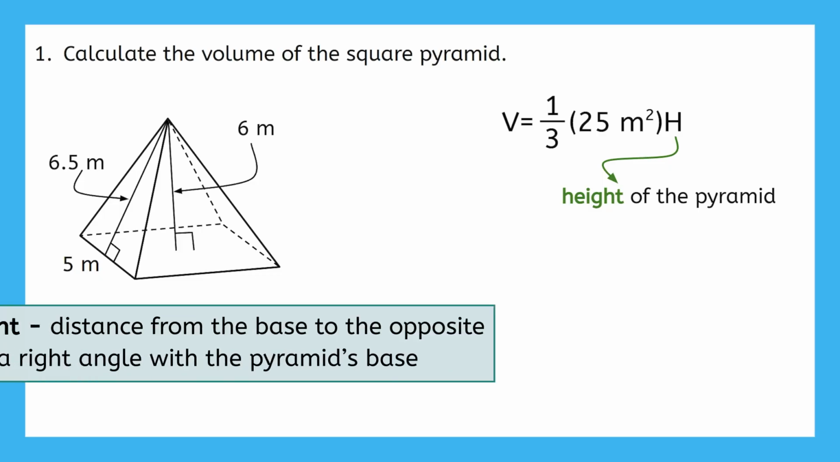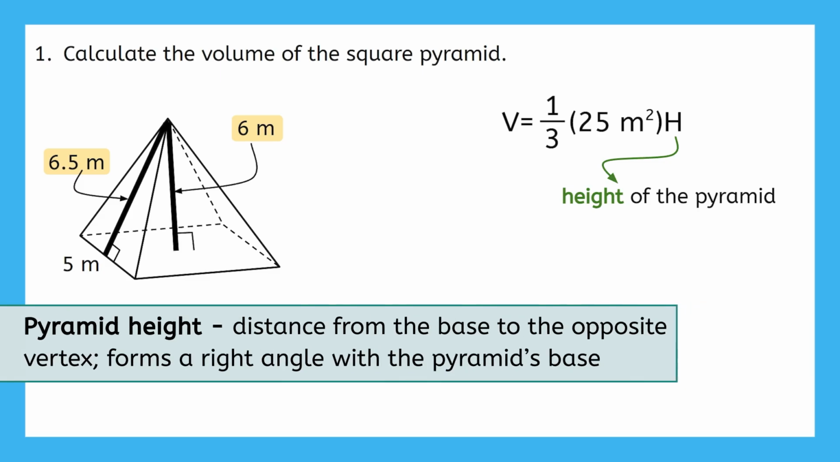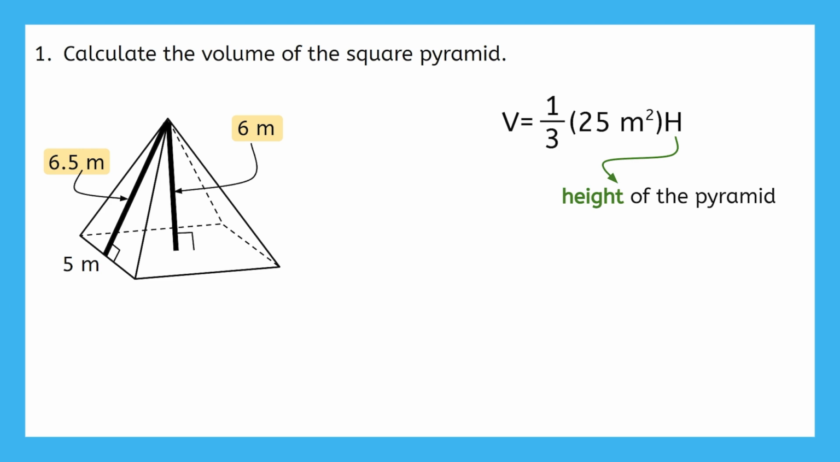The height of the pyramid is the distance from the base to the opposite vertex. It forms a right angle with the pyramid's base, meaning it will go straight out of the base rather than being tilted. Knowing this, which of these dimensions do you think is the height of the pyramid? Since it comes straight out of the base and is not tilted, our height falls somewhere within the center of the base, not along the slanted faces. Therefore, the height of this pyramid is 6 meters.